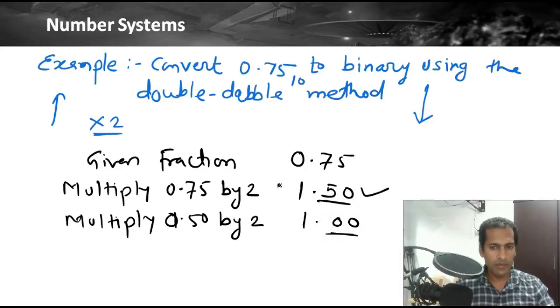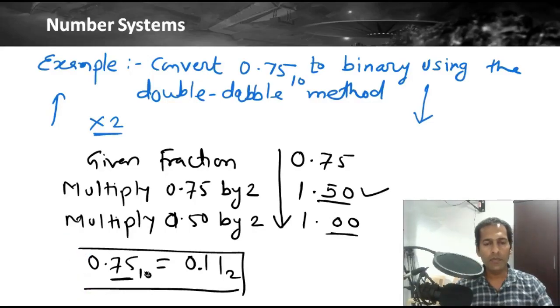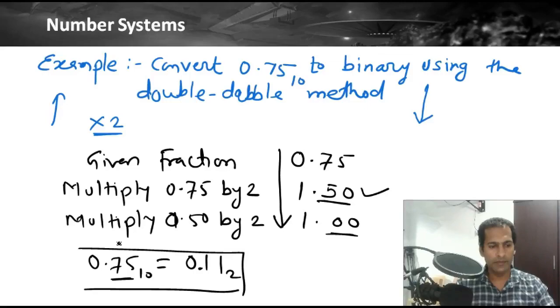So what is our answer? We consider from top to bottom. So 0.75 decimal equals 0.11 in binary. Here we put the dot after leaving the 2, so this is the answer for this example.